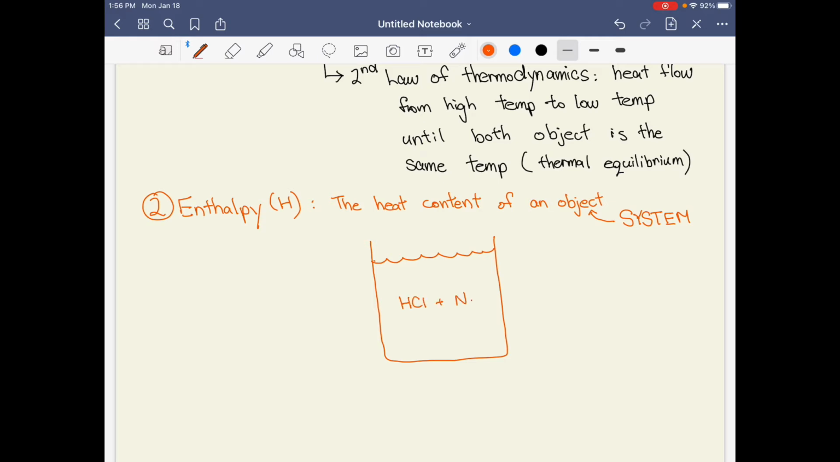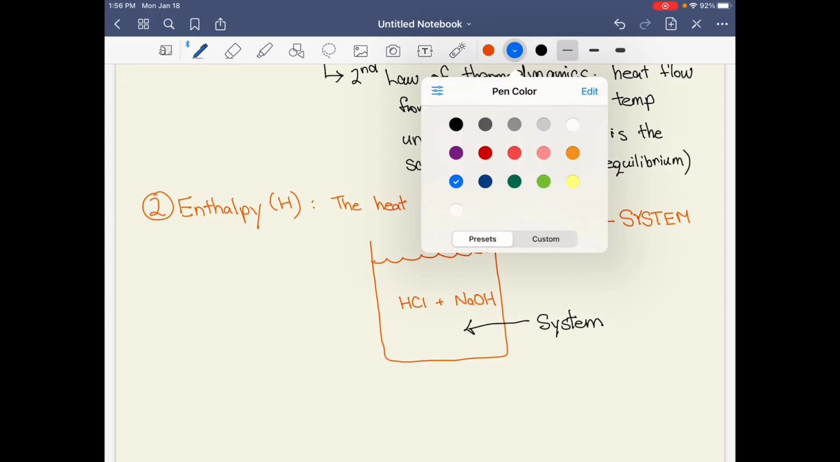NaOH plus HCl. This is what's happening inside this beaker. What's happening in here is known as the system. Okay? Now, I can tell you this right now, this is something that you'll find out very, very soon.